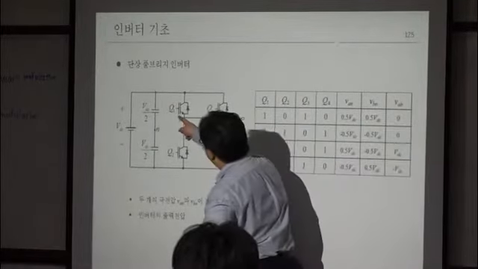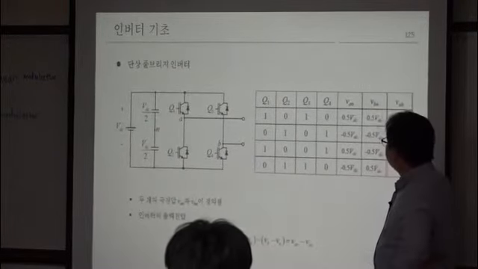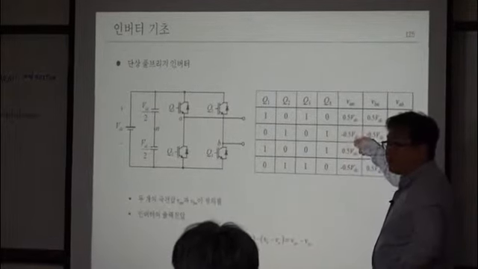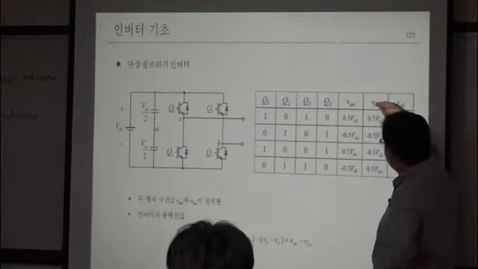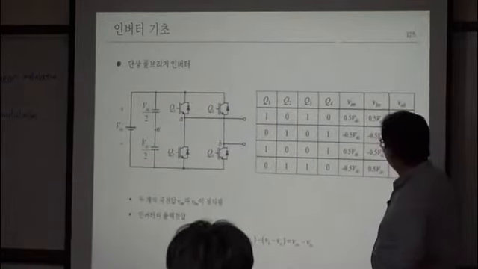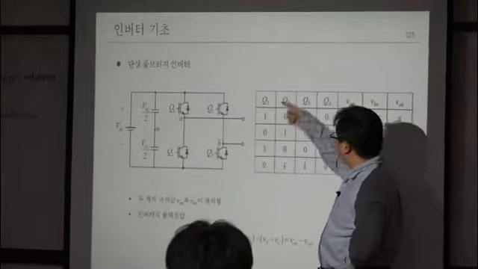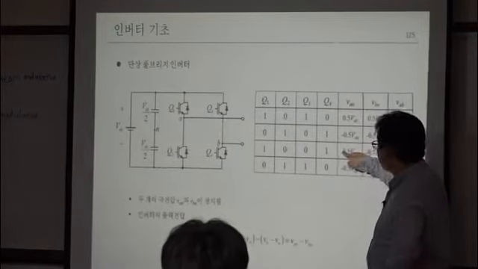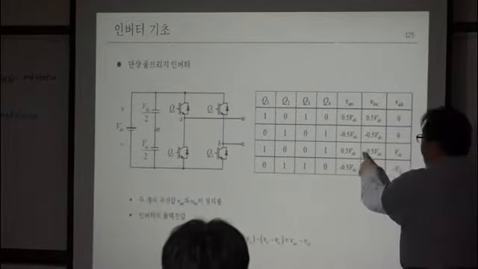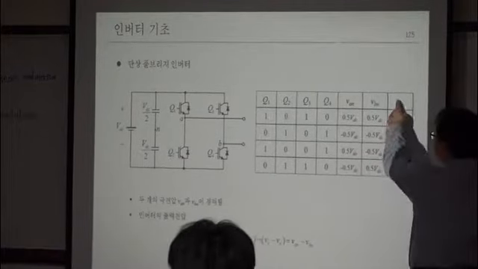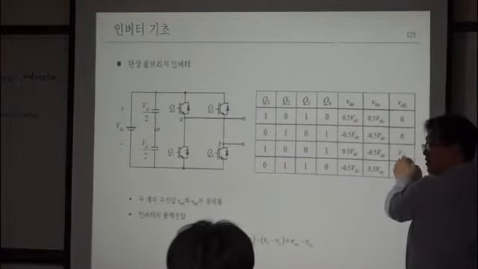And in this case, Q1 is 0, Q2 is 1, then your VAN is minus 0.5 VDC. And Q3, Q4, this is 0 and 1, your VBN is also like this. Then your output voltage is still 0, right? Now what about this case? Q1 is 1, Q2 is 0, so your VAN is 0.5 VDC. Q3 is 0, Q4 is 1, your VBN is minus 0.5 VDC. Your VAB is what? 0.5 VDC minus minus 0.5 VDC, that is VDC, right?